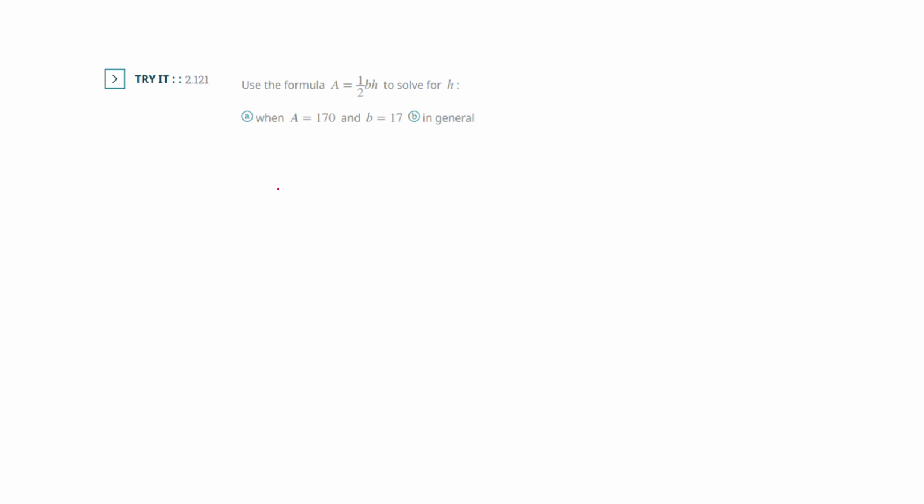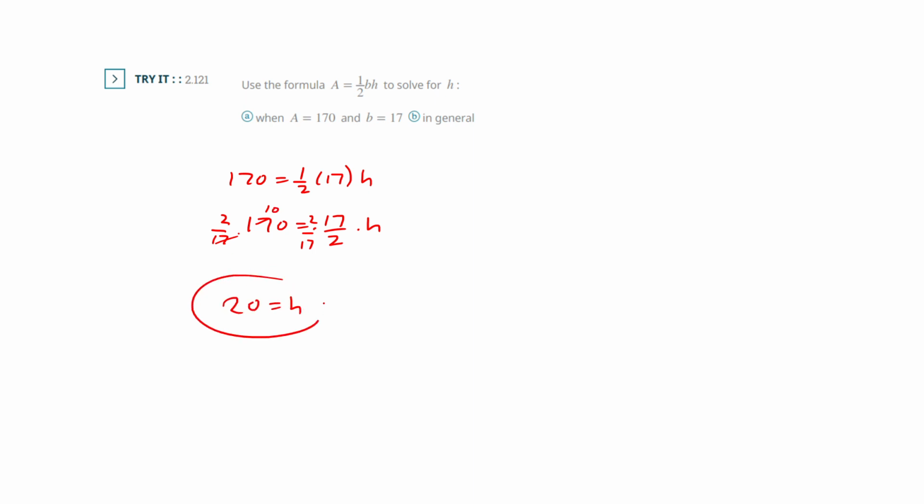Okay, now we've got 170 equals 1/2 times 17 times h. So I've got 170 equals 17 over 2 times h. Now we're going to multiply it by 2 over 17 on both sides. Now this reduces down to 10. So 2 times 10 is 20. So my height must be 20. Now in general we've done it already. It's exactly the same thing.